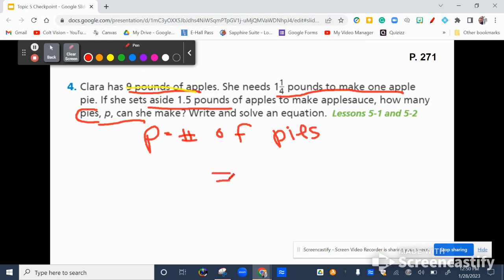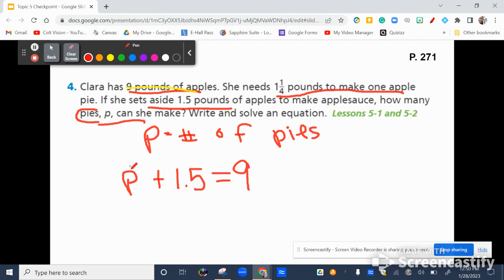So I know that I'm going to use the apples to make pies, and I'm going to use the apples to make applesauce. So pounds plus pounds equals pounds. So this is the pounds of apples to make the applesauce, because people think set aside, they're going to subtract. That's solving. So I'm going to combine the apples together because they equal 9.